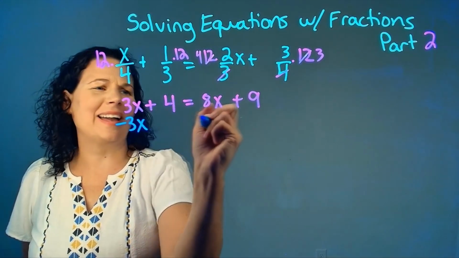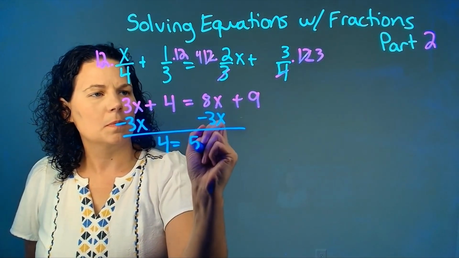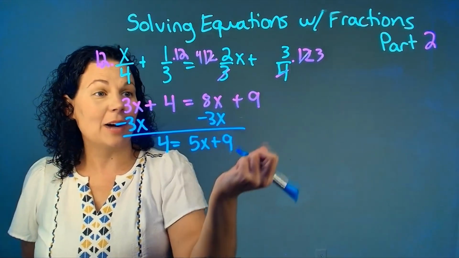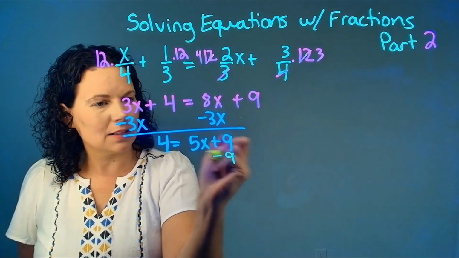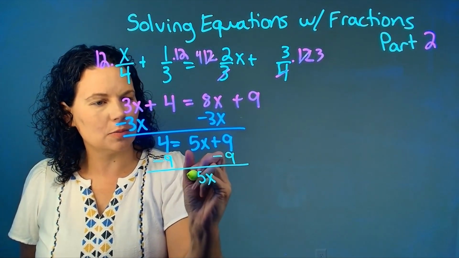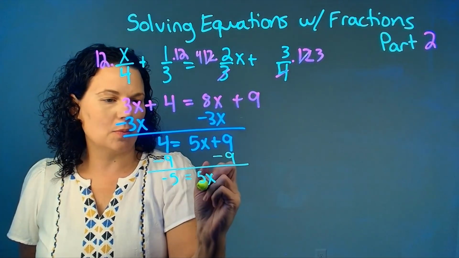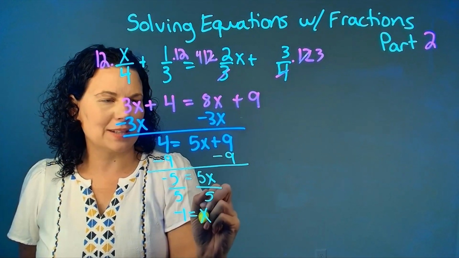Subtract 3x or 8x. Doesn't matter. Now it really is a 2-step equation. Subtract 9. We always undo adding and subtracting before we undo multiply and divide. And then we're going to divide by 5. So we get -1 equals x.